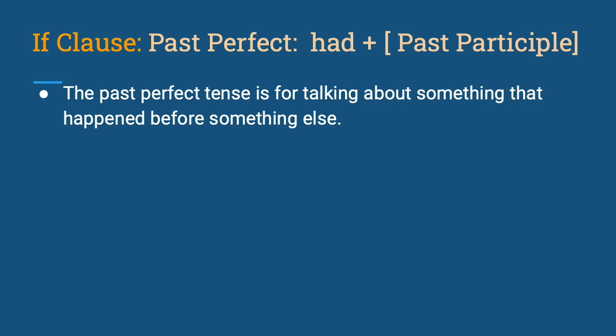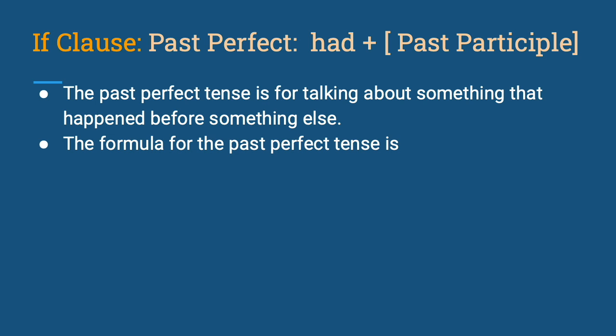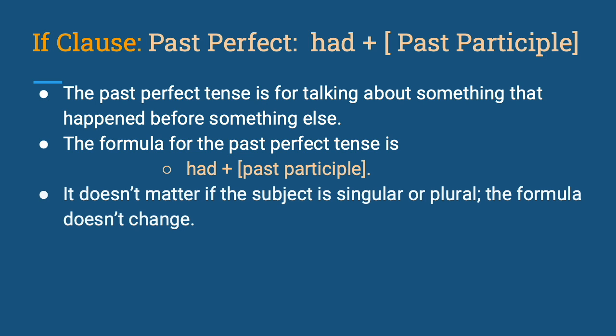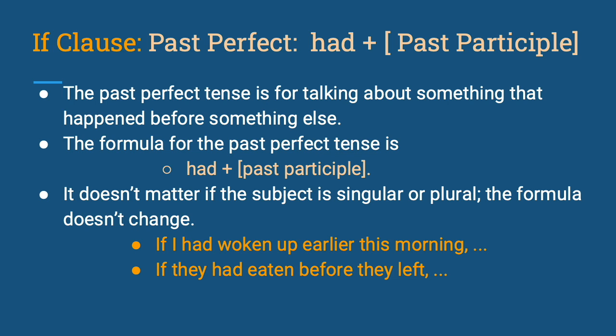The if clause is used with past perfect and had, so we use had plus the past participle. The past perfect tense is for talking about something that happened before something else. The formula for the past perfect tense is had plus a past participle. It doesn't matter if the subject is singular or plural, the formula doesn't change. If I had woken up earlier this morning, if they had eaten before they left.